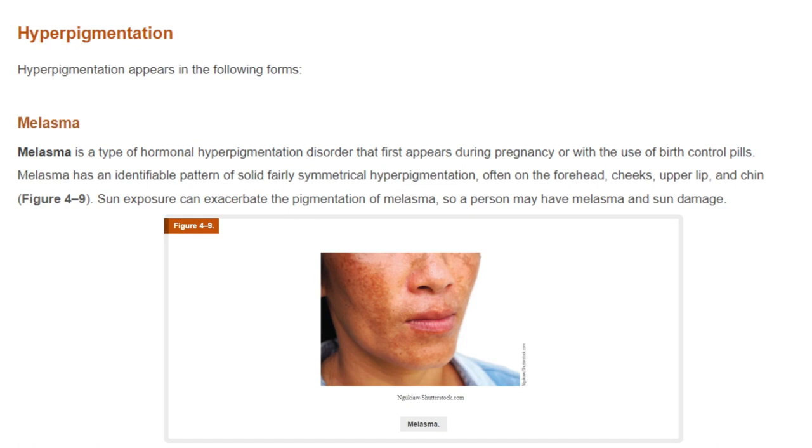Hyperpigmentation. Hyperpigmentation appears in the following forms. Melasma. Melasma is a type of hormonal hyperpigmentation disorder that first appears during pregnancy or with the use of birth control pills. Melasma has an identifiable pattern of solid, fairly symmetrical hyperpigmentation, often on the forehead, cheeks, upper lip, and chin, figure 4.9. Sun exposure can exacerbate the pigmentation of melasma, so a person may have melasma and sun damage.